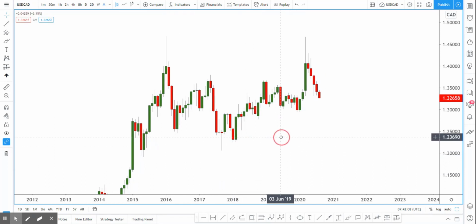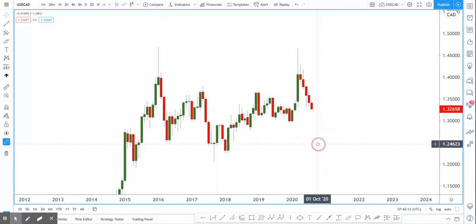Today I will be looking at the dollar CAD. Now the dollar CAD has some pretty interesting setup, and in my opinion it's coming close to quite a key support level.